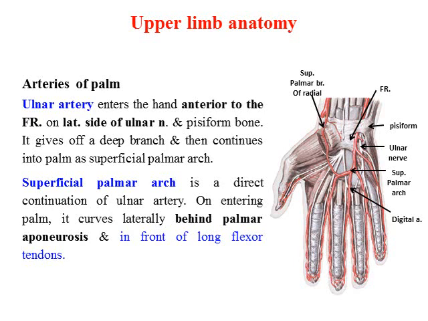So if we want to see the superficial palmar arch, we remove the skin and the deep fascia of the palm, which is represented by the palmar aponeurosis. When we remove the palmar aponeurosis, we will have exposure of the superficial palmar arch and the long flexor tendons of the fingers.